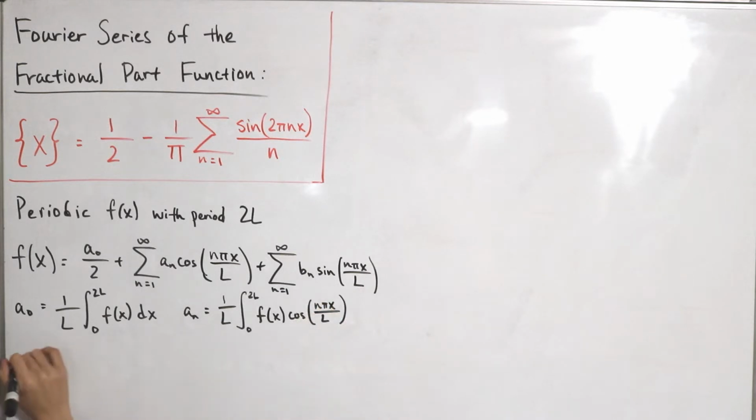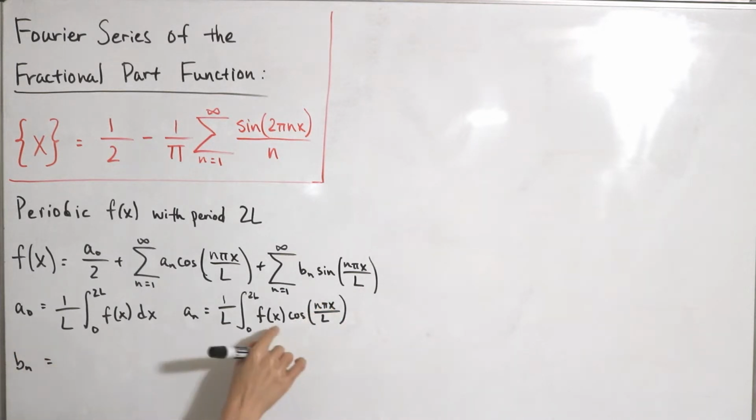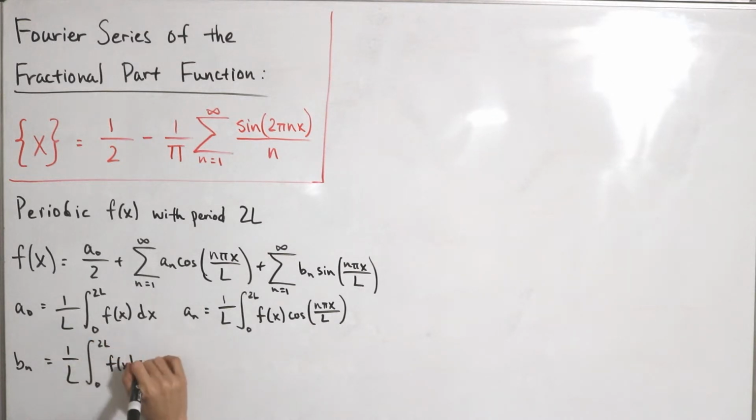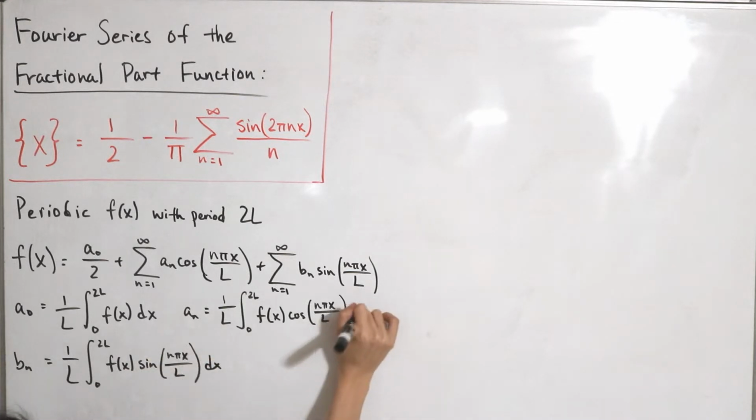And then we have our coefficient b sub n. Same thing, except now it's going to be sine. So 1 over L, and then integral from 0 to 2L of f of x, then sine of n times pi times x divided by L, dx. I'm missing that dx over here.